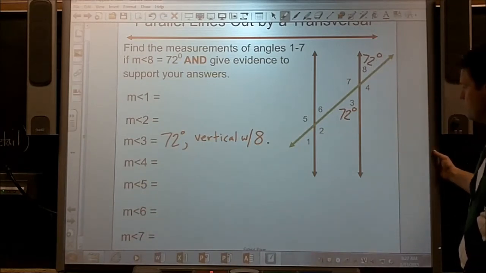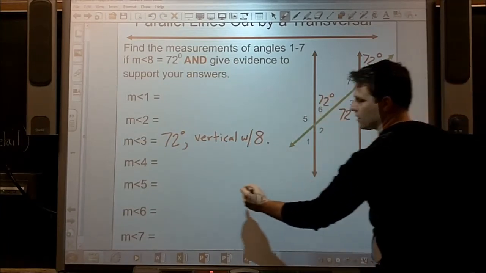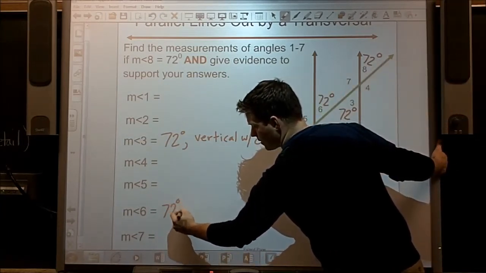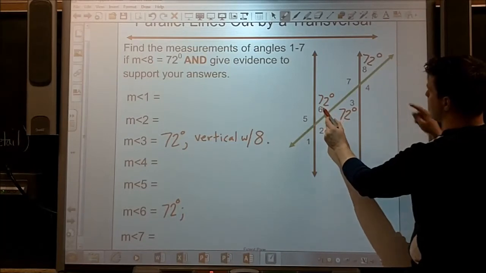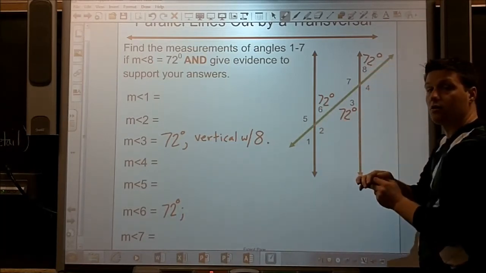Okay? Any other 72s? Well, I know 6 is going to be 72. Okay? Now, why is it 72? Because it has the same placement in the intersection as 8. It corresponds.